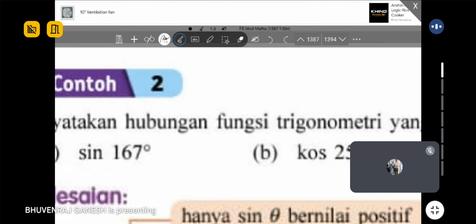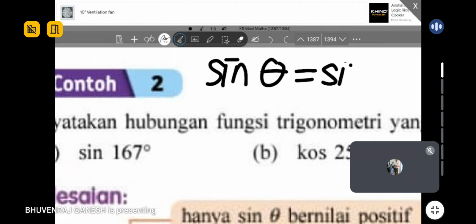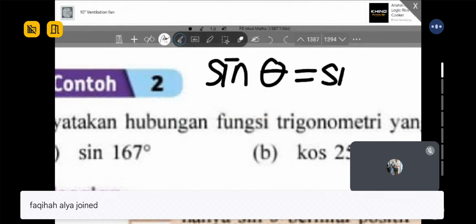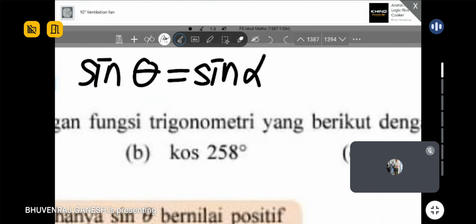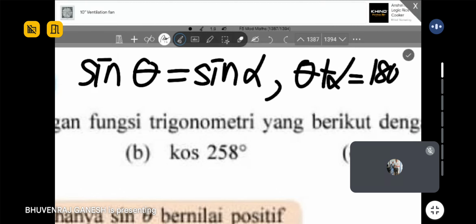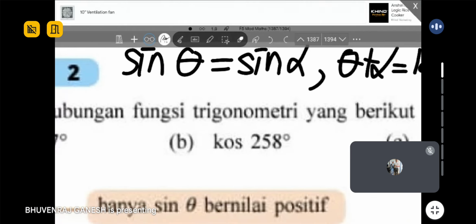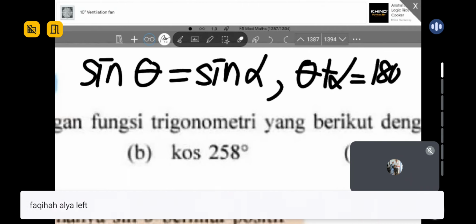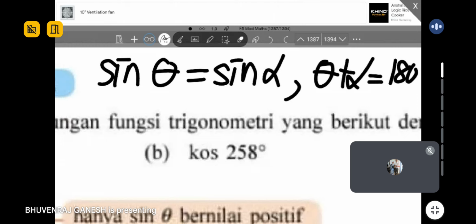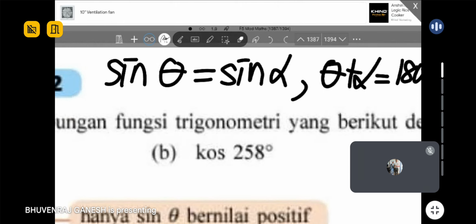Okay, so basically guys, there are a few relationships that you all must know. First relationship is this one. You must know that sine theta is equal to sine alpha, on the condition that theta plus alpha is equal to 180 degrees. Ini kita lihat dalam soalan A. Betul? Exactly the same. Alpha is the reference angle, theta is the angle given, sudut yang diberi. So, dua-dua sudut kamu tambah dapat 180, maka nilai sin bagi mereka akan sama.